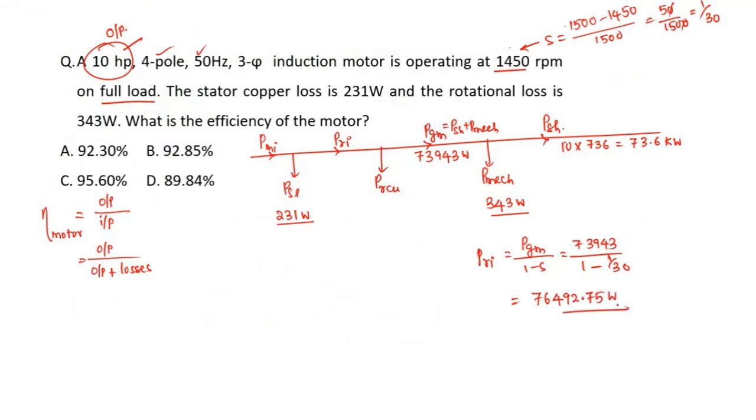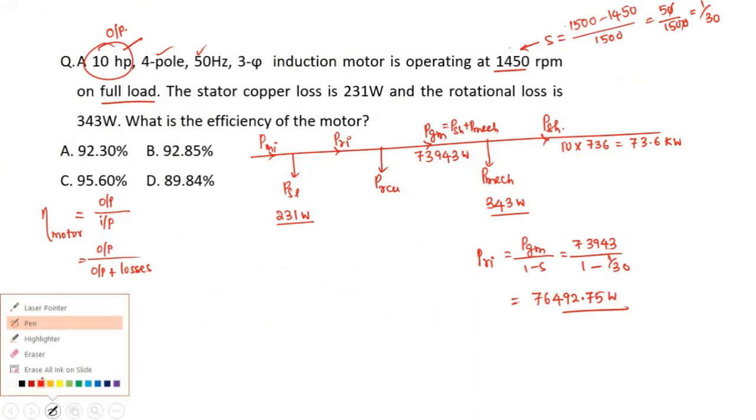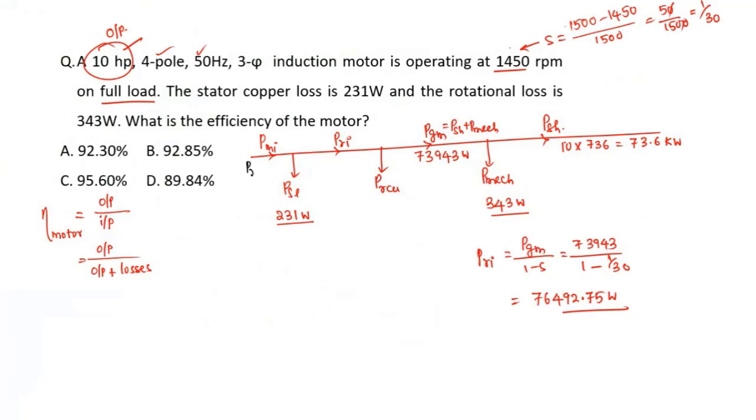I'm getting the rotor input as 76,492.75 watts. If the rotor input is this much, then you can add the stator losses. So rotor input plus stator losses. For that, if I add 231 stator losses, then I'm getting 76,723.75. So you'll get efficiency as output 73,600 divided by input, 76,723.75.